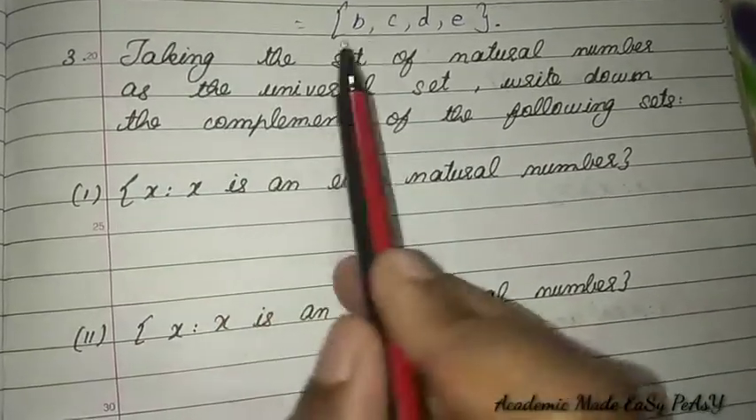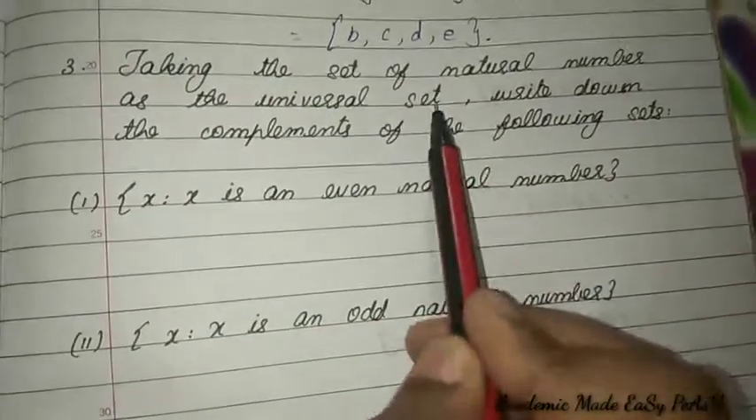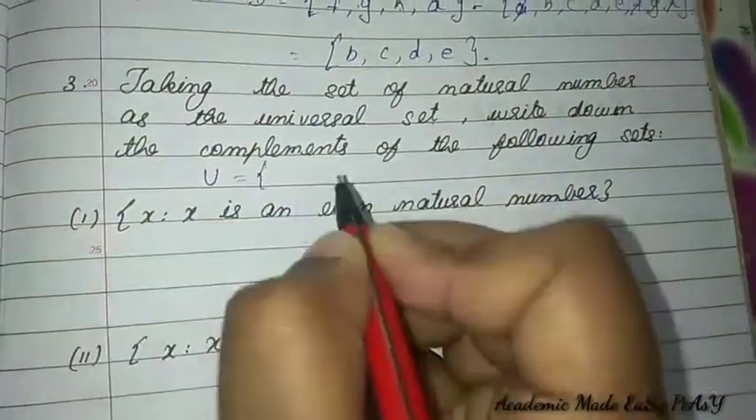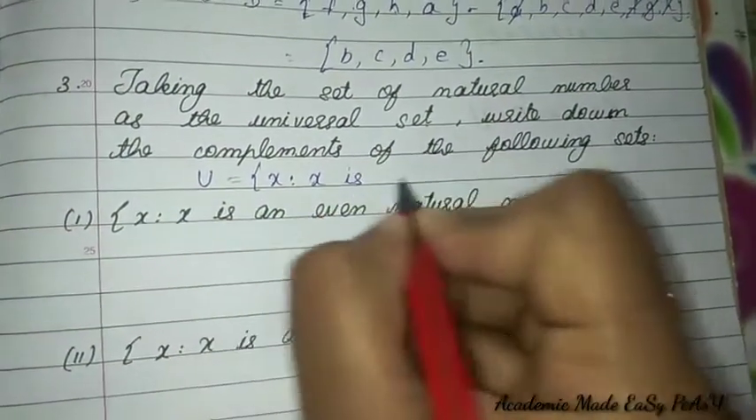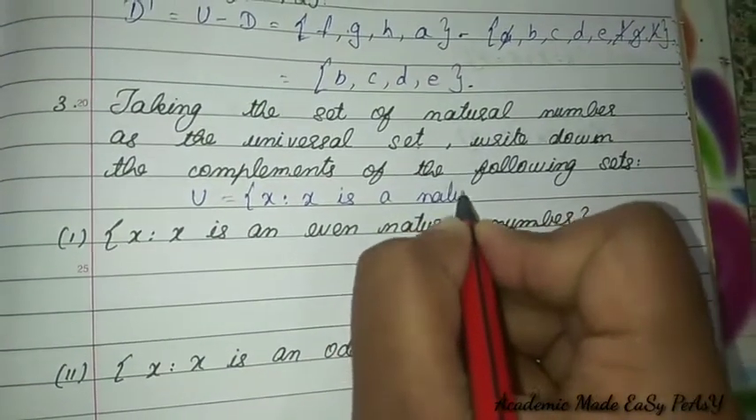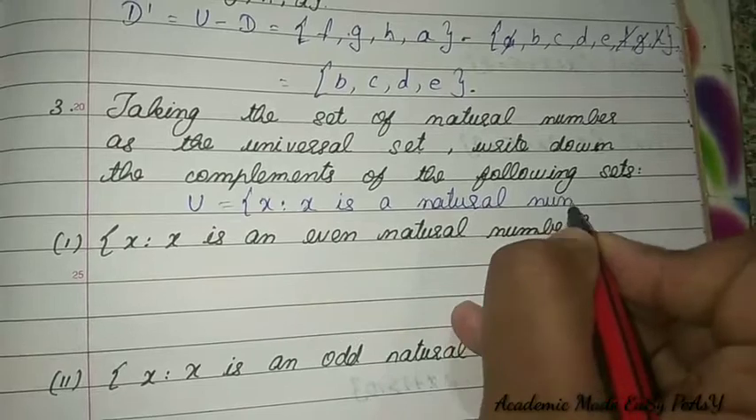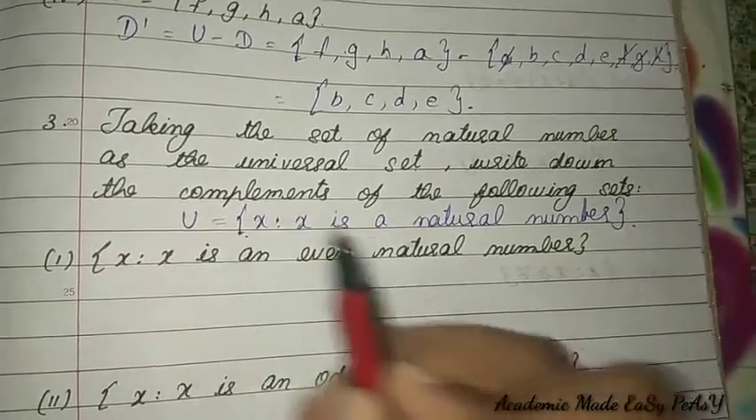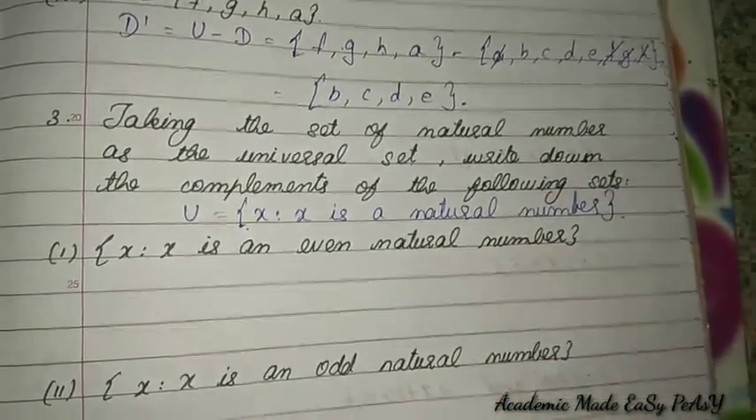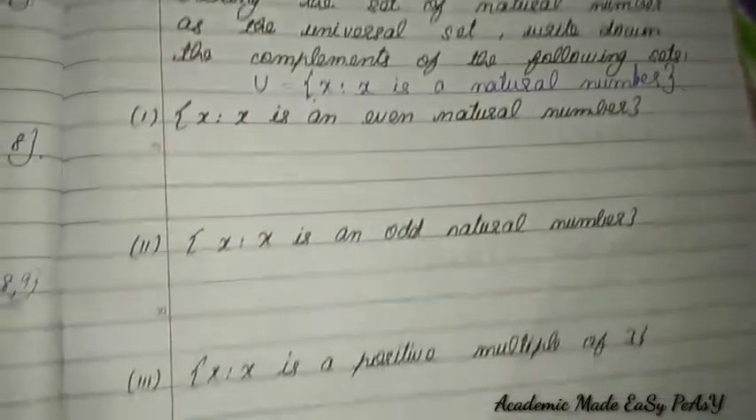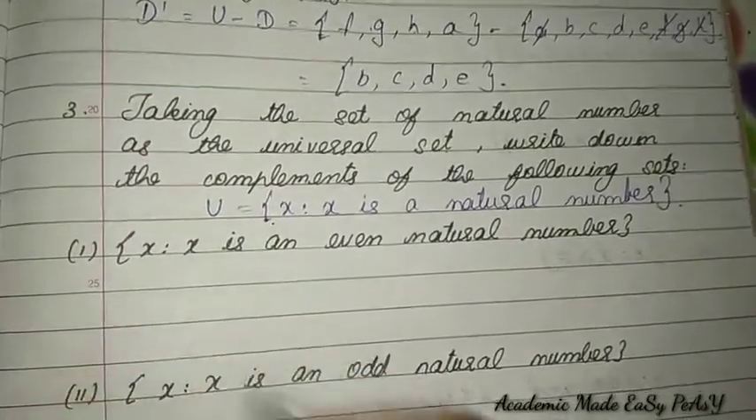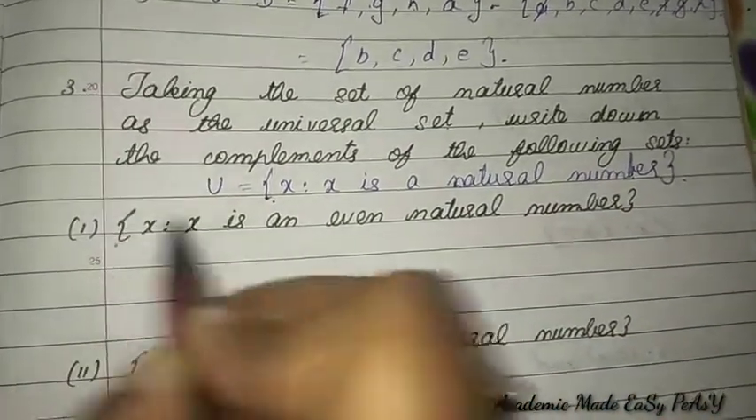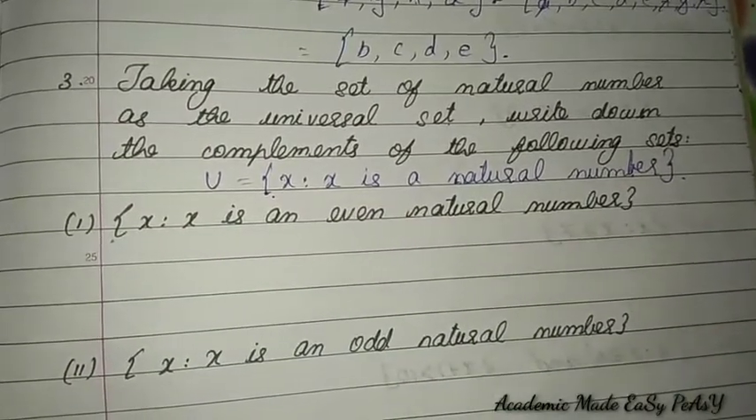Question 3. Taking the set of natural numbers as universal set, write down the complements of the following sets. So given that U is equal to {x such that x is a natural number}. Is that clear? So now the universal set contains the set of natural numbers and we have to find the complement for the following. So now this is very easy because when natural numbers is given and in some set even number is given, what will be the complementation of it?